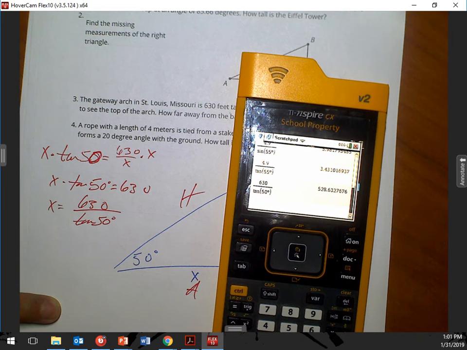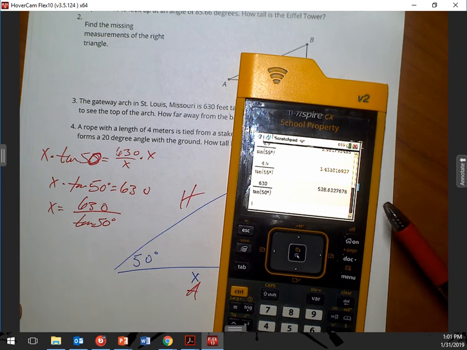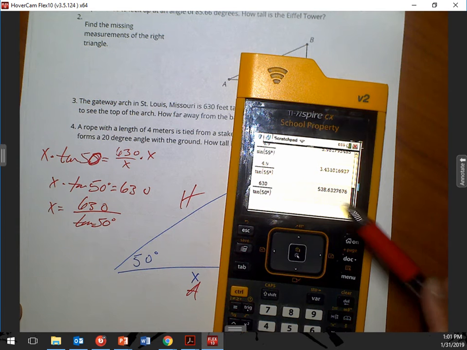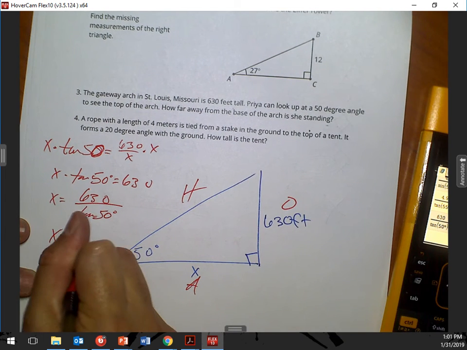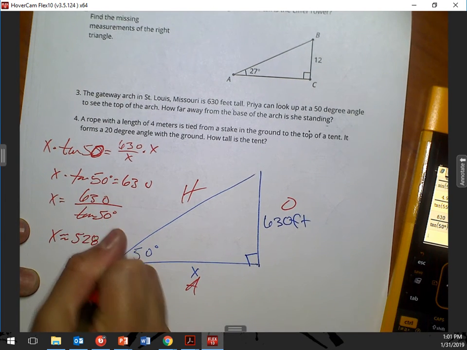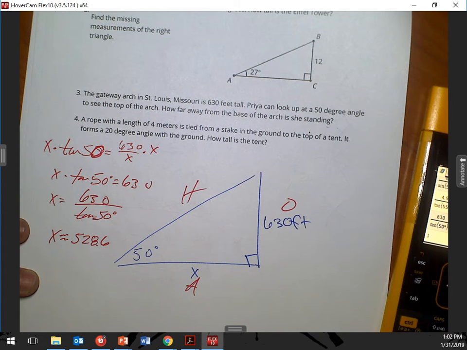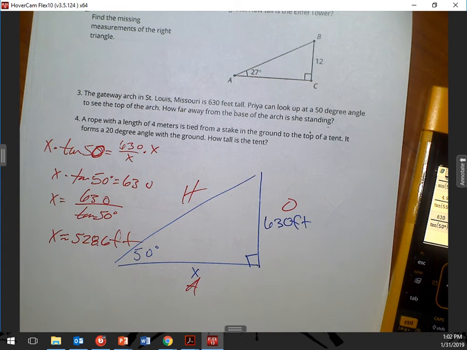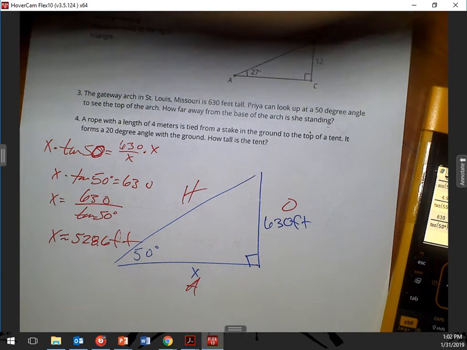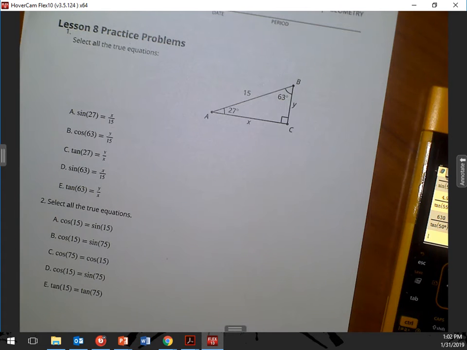All right, so now, listen, on this one right here, pay attention. My answer is going to be 528.6. That 3 doesn't make it round up. X is about 528.6. What are my units here? Feet. Good job. All right, let's keep going. I got about 10 minutes left. I want to make sure we're getting all this.